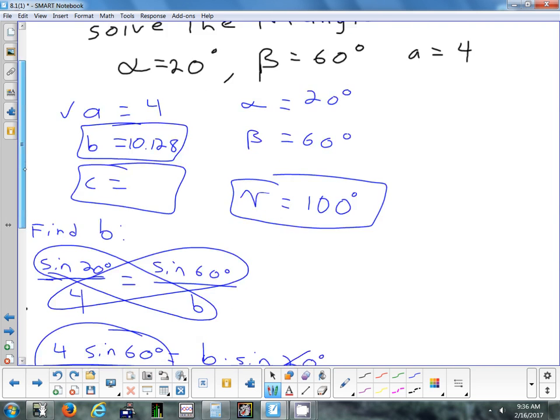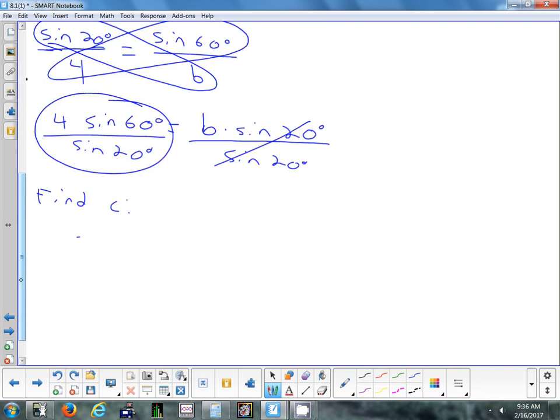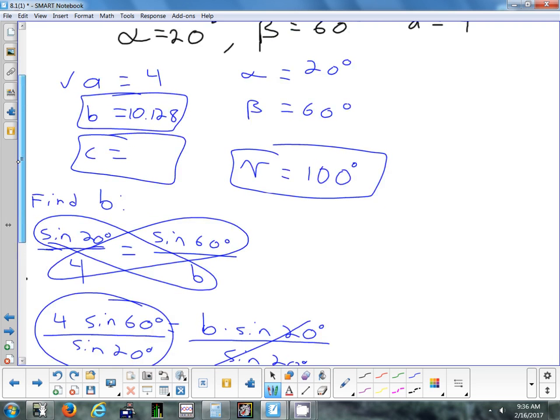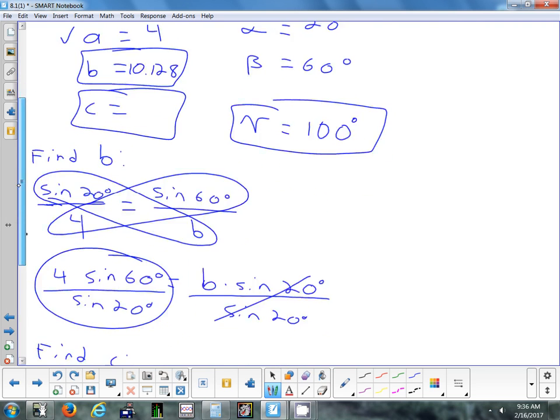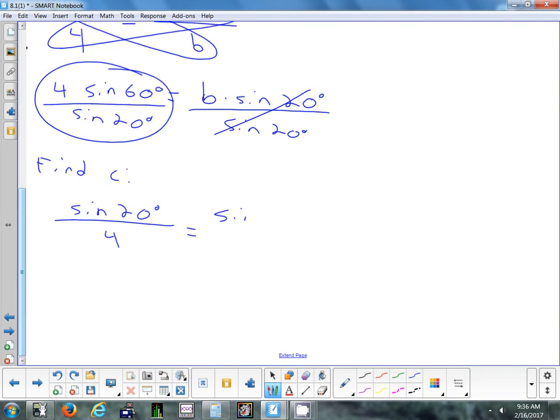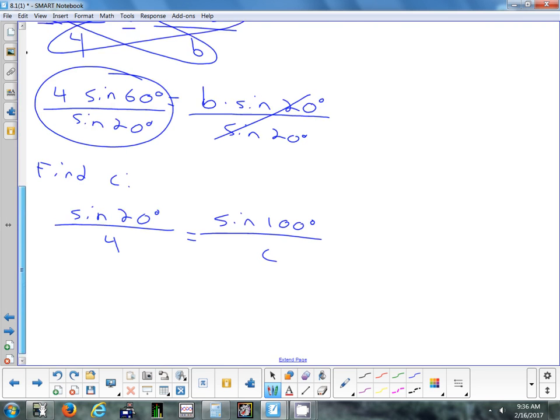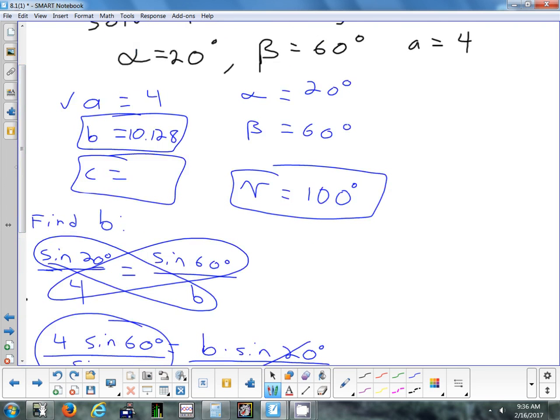So we're going to start out with sine of 20 over 4. But what's going to go on the other side this time? Sine 100 degrees over C. Sine of 100 over C. So this is where if you made a mistake finding 100, we're going to get C wrong. Okay, so just don't make a mistake when you're doing that simple arithmetic. Make sure it adds up to 180.